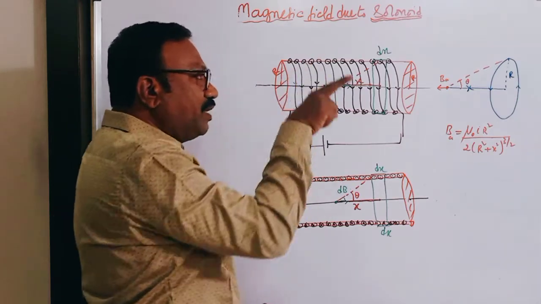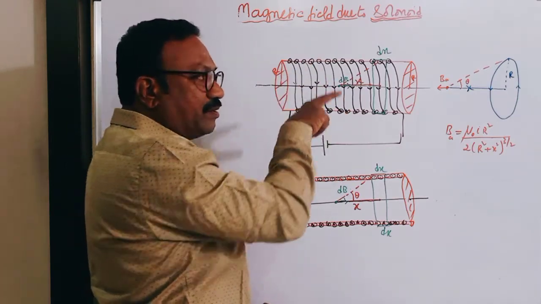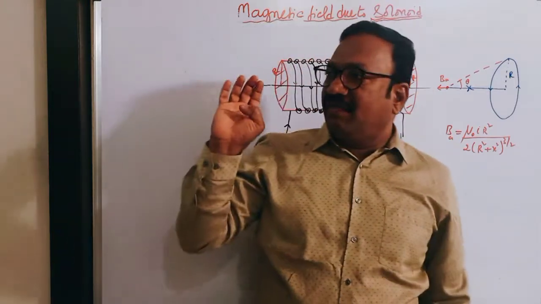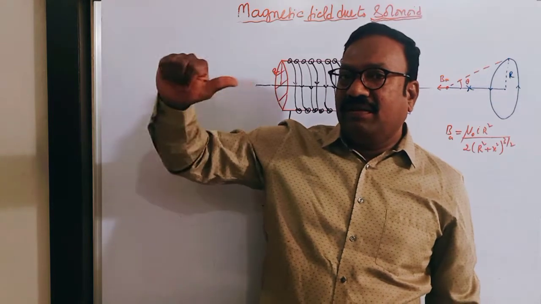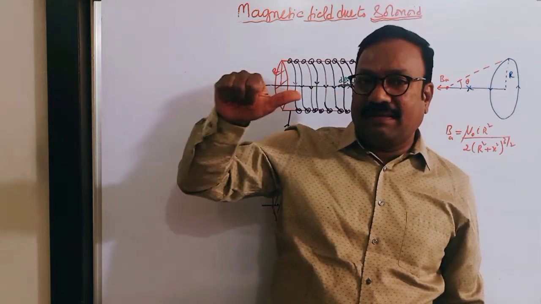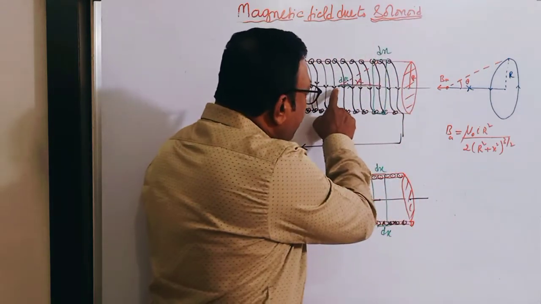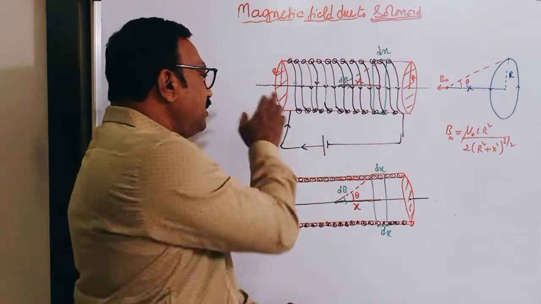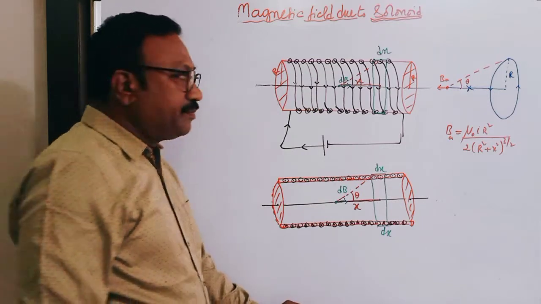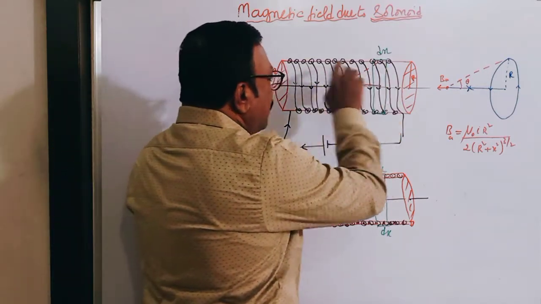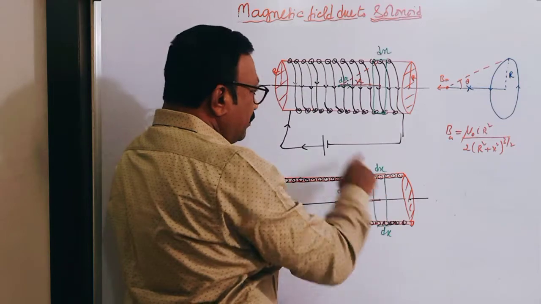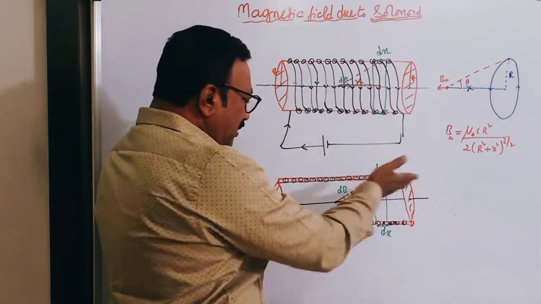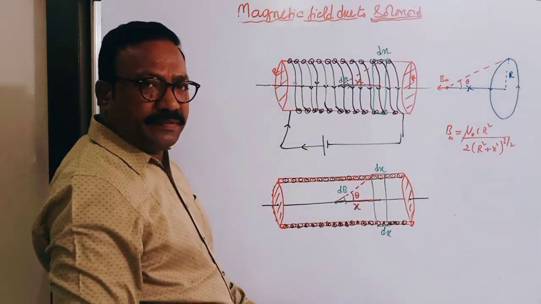So current is flowing, according to me, clockwise. So you can determine if this is the direction of current, the magnetic field will be like this. That is why I have taken a magnetic field in this direction. That is the reason, right? And this diagram is the same. So these are the wires, the currents coming out and currents going in. These turns I have not drawn, but you can understand they are also present.